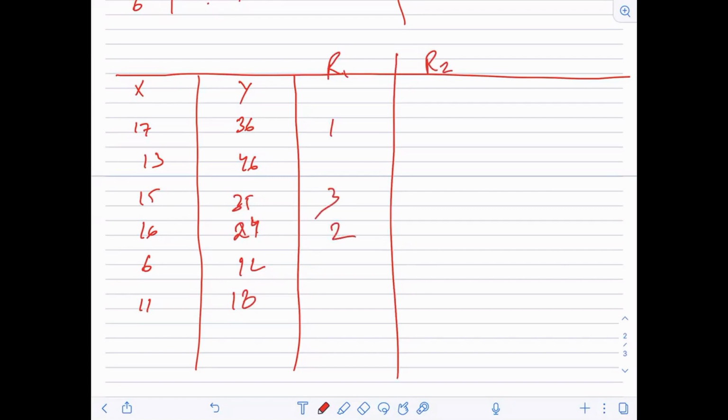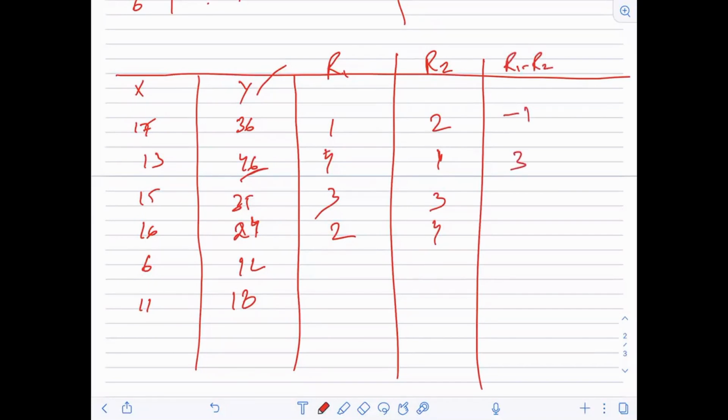And then what you do here, for example, let's say this is your fourth rank in this one, and in Y that would be your first rank, I think 46 in this case, and this is your second rank, this is your third rank, this is your fourth rank. Then you simply do R1 minus R2: 1 minus 2, 1 minus 1, 4 minus 1 is 3, 3 minus 3 is 0, 2 minus 2. This is called D.